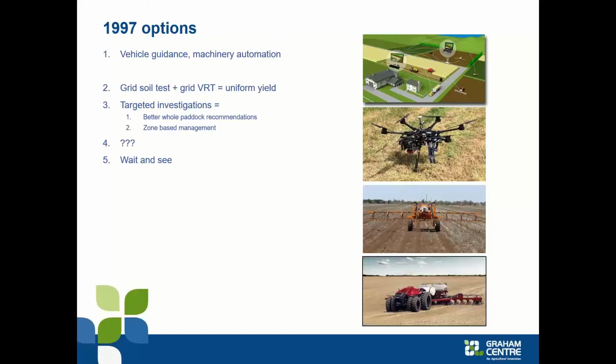The alternative to the grid sampling approach was simply that in the first instance, what we should be doing is some targeted investigation, simply recording where we're doing our observations, trying to identify the most representative part of a paddock, so that we can then perhaps come up with better whole paddock recommendations. Because at the time, to fit a variable rate controller to an air seeder with a GPS and some software, you're looking at up to about a $50,000 aftermarket modification to the equipment. So it was actually a pretty expensive exercise to conduct.